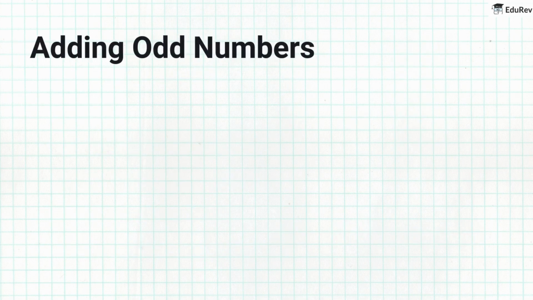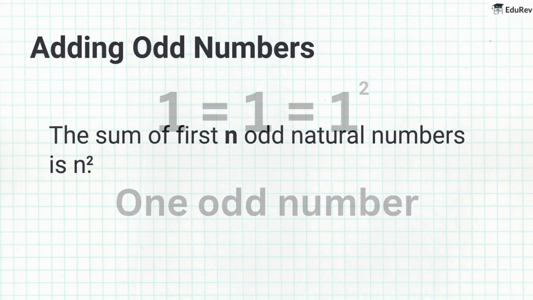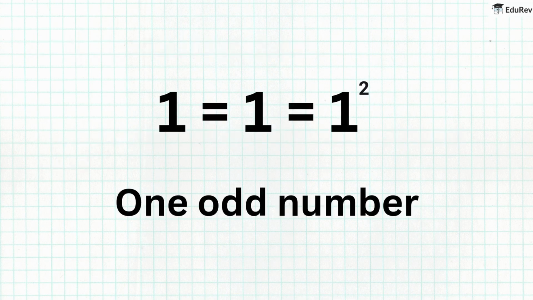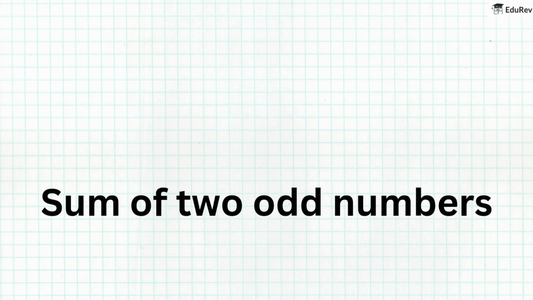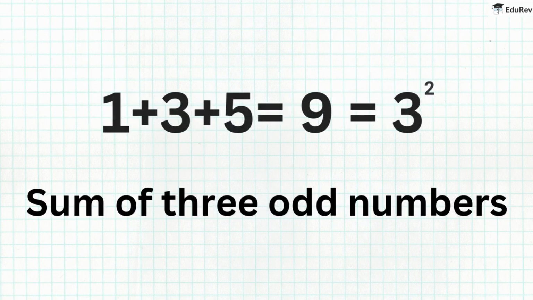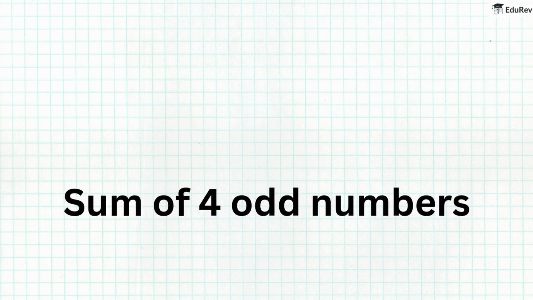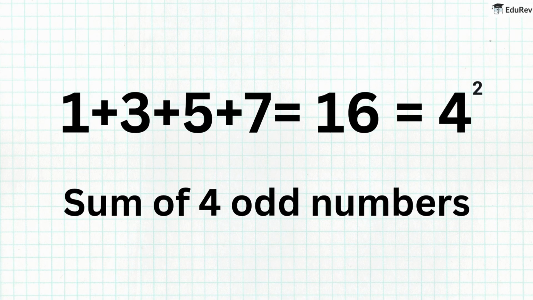Let's move on to adding odd numbers. The sum of the first n odd natural numbers is n squared. For instance, 1 equals 1, which is 1 squared. The sum of two odd numbers, 1 plus 3 equals 4, which is 2 squared. If we add three odd numbers, 1 plus 3 plus 5 equals 9, which is 3 squared. Now, if we add four odd numbers, 1 plus 3 plus 5 plus 7 equals 16, which is 4 squared.